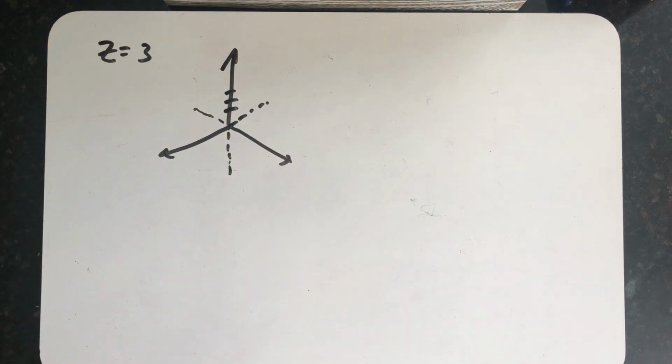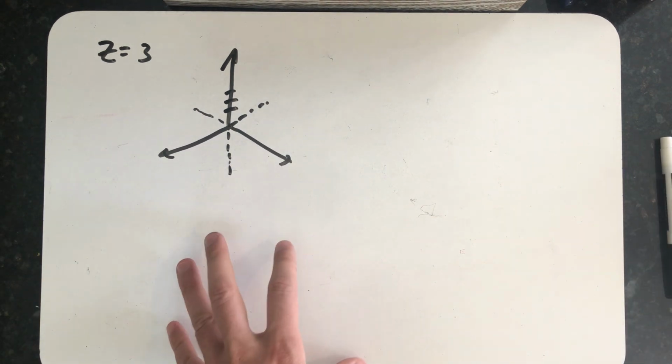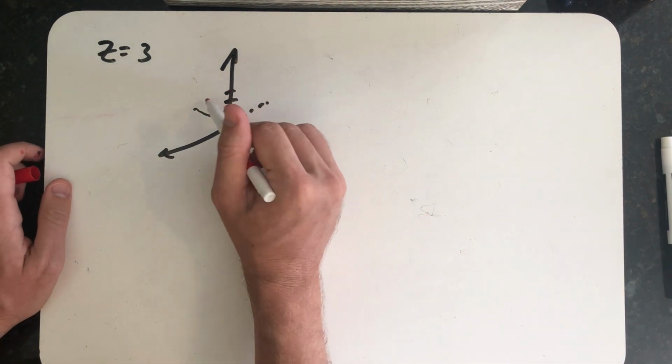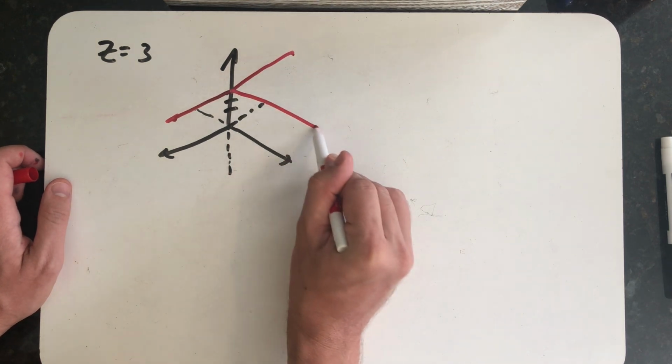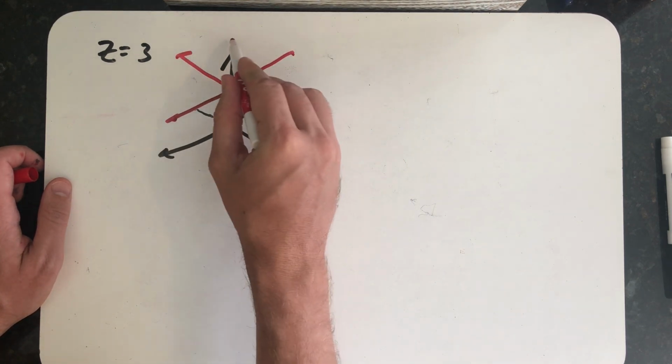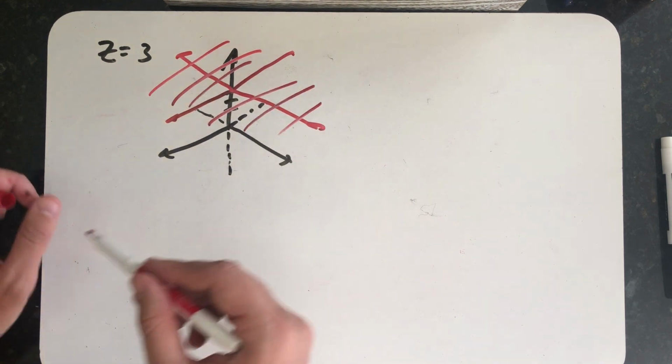Well, that would be the plane that's perpendicular to the XY plane, 3 units above the XY plane. X and Y get to be whatever they want, but Z is always 3. I get that nice happy plane.